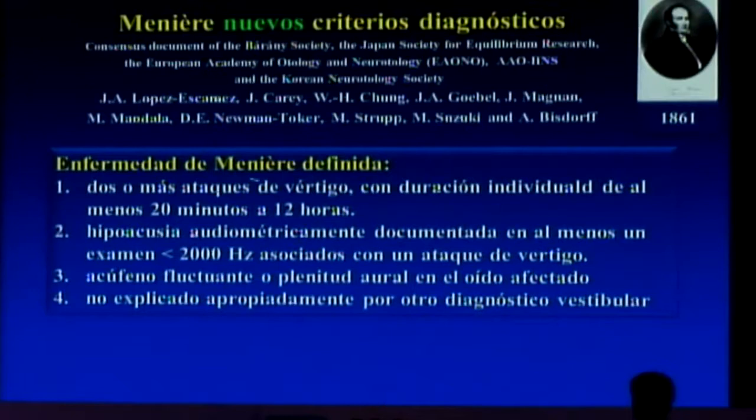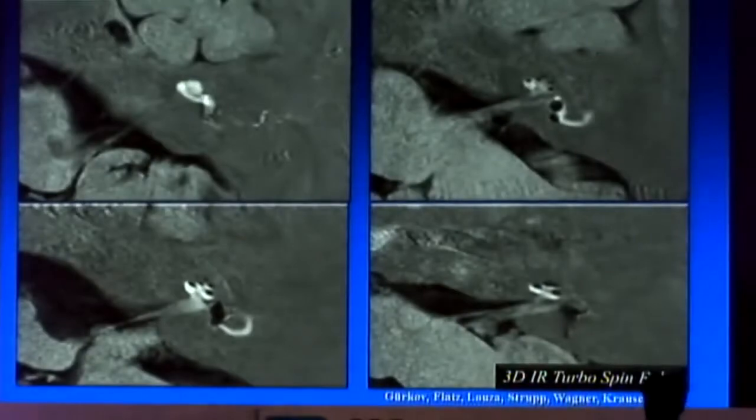So at least 2 attacks of vertigo, which last 20 minutes to 12 hours. We have to document reduced hearing associated with one of the attacks, in particular in the low frequency range below 2000 Hertz. They have often fluctuating tinnitus and fluctuating fullness in the ear, and here again the standard sentence you're familiar with. So these are the current diagnostic criteria which are agreed on by all major societies.